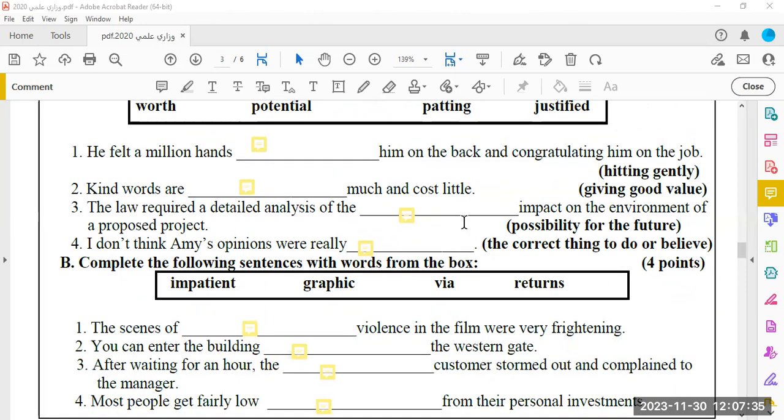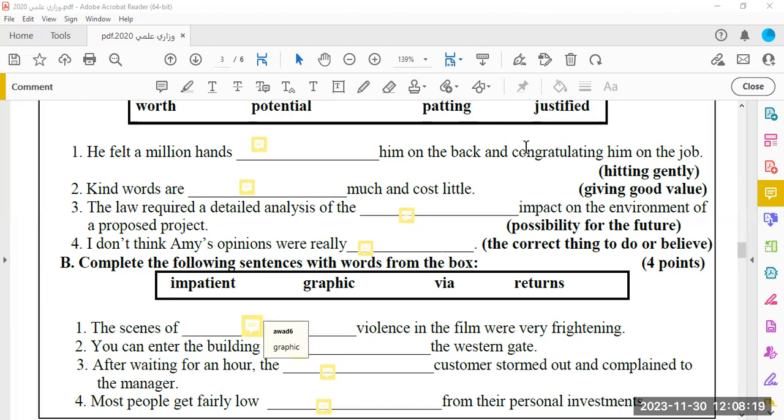Now, question number 2, I need someone to read. Malak, read the question, please. Complete the following sentences with words from the box. Impatient, graphic, via, returns. Okay, who can start with number 1? Look at the words and look at the sentence for a moment. You have time to think. Okay, anybody ready? Just Malak. So Malak, do number 1, please. The scenes of graphic violence in the film were very frightening. Okay, thank you. Now the next one.